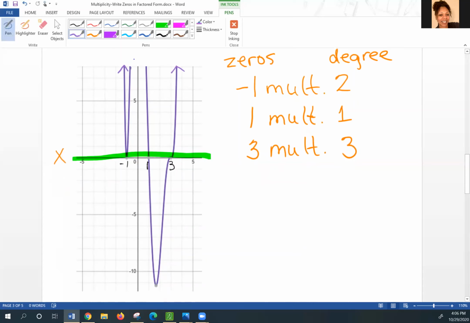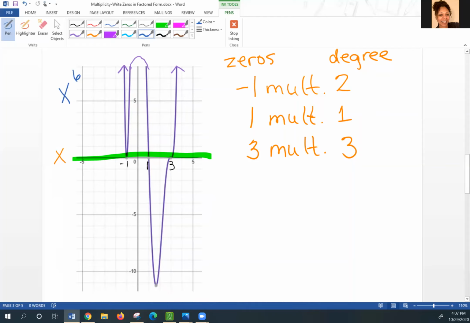There's going to be a curve right here. So if you're counting your curves, that will help you in determining what your degree is going to be. I can also count it here. So 2 plus 1 plus 3 is going to be 6. So let's see if it's going to be x to the 6th power.